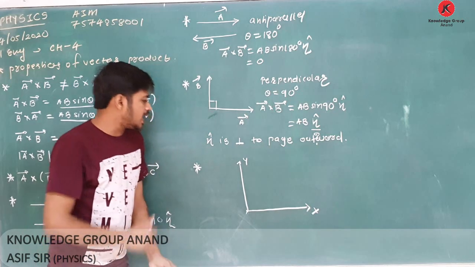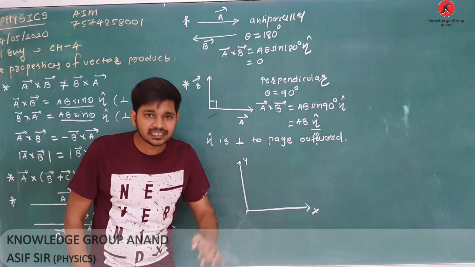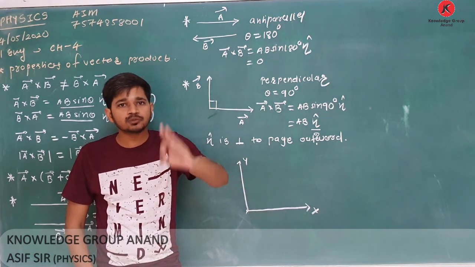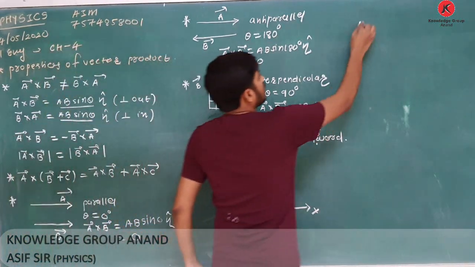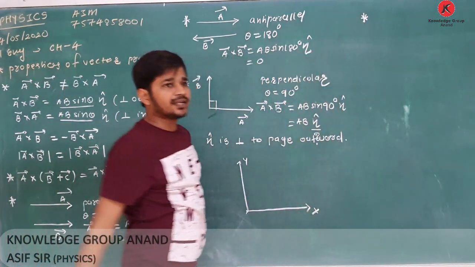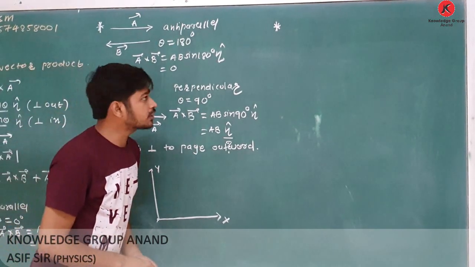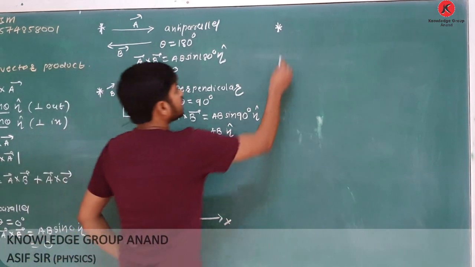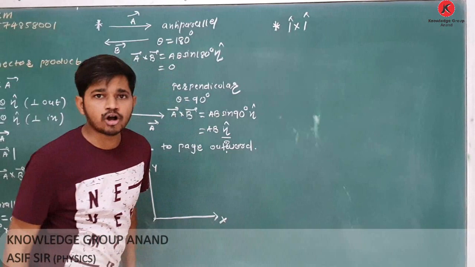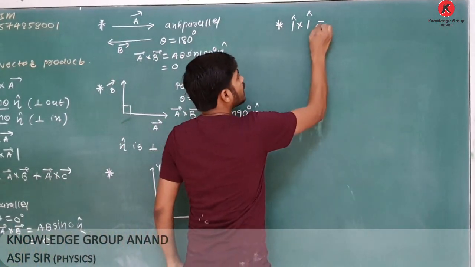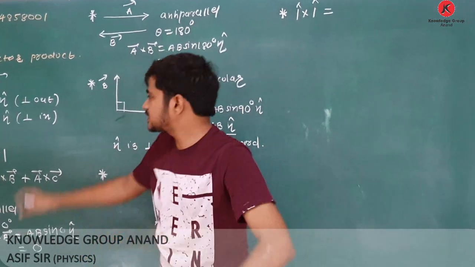Clear? Okay, now if you are given unit vectors in the direction of x, y and z, then what is the dot product between them? We will see. Taking the first point, that is i cross i caret. See how to find i cross i caret. You have to follow this simple equation.